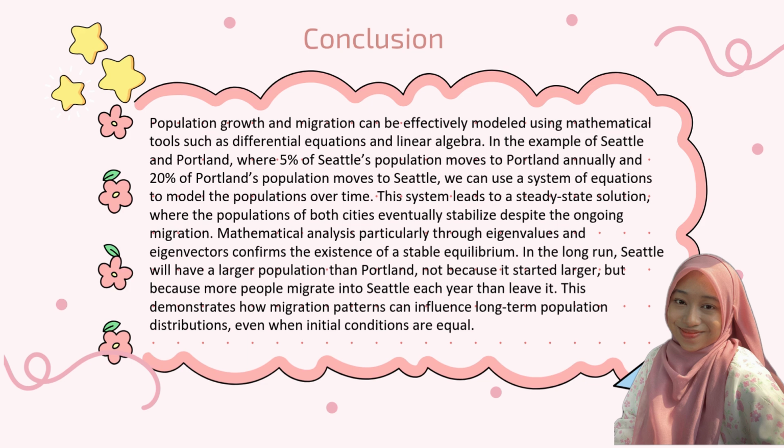Interestingly, in the long run, Seattle ends up with a larger population than Portland, not because it starts out larger, but because a greater percentage of people move into Seattle each year than leave it. This example shows how migration patterns, not just initial conditions, can strongly influence long-term population distribution.